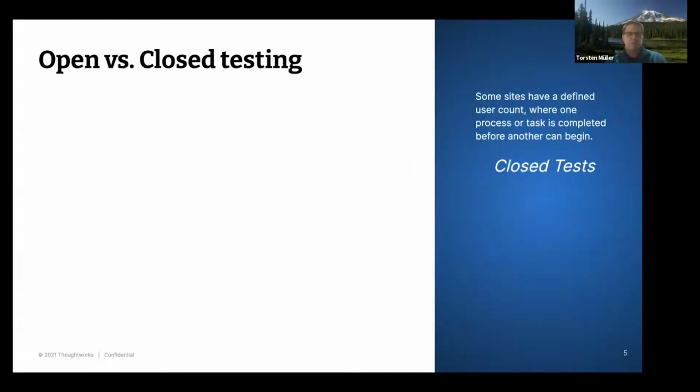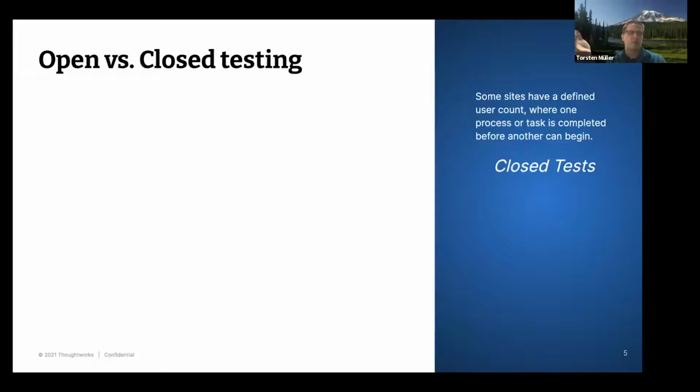So we've looked at how our traffic shakes out, but there are two different paradigms that, until I started doing this load testing, I was aware of, but it wasn't really front of mind. Gatling has this concept of open versus closed testing. Closed testing, as it says here, has a defined user count, where a user finishes a task before a user can start another one.